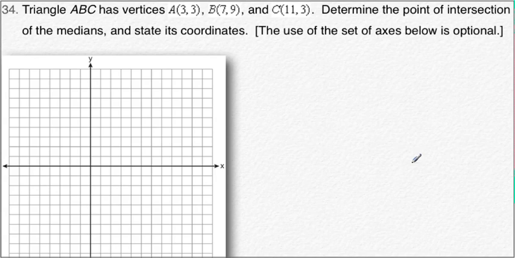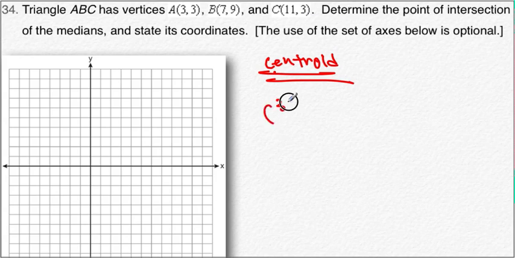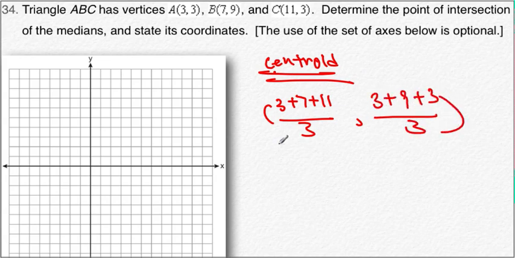Alright, let's look at number 34. We have a triangle. Determine the point of intersection of the medians. Now, one way for you to do this is this. We call it the centroid. There's a formula for the centroid, which is the average of all 3 x values and the average of all 3 y values. So here we have 3 plus 7 plus 11 over 3, comma, y values are 3 plus 9 plus 3 over 3. Then 21 over 3 becomes 7. 15 divided by 3 becomes 5. 7 comma 5 becomes our answer.